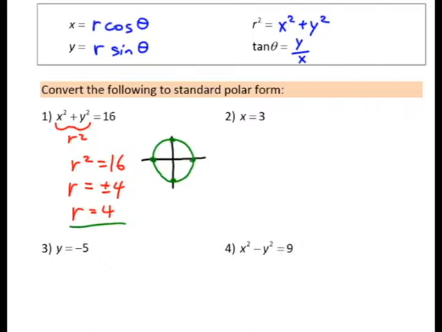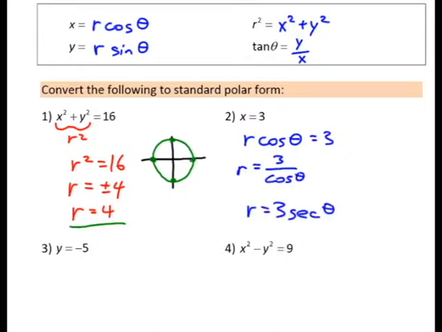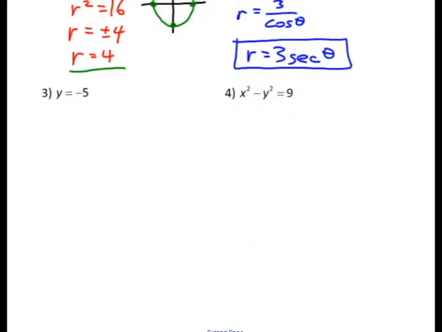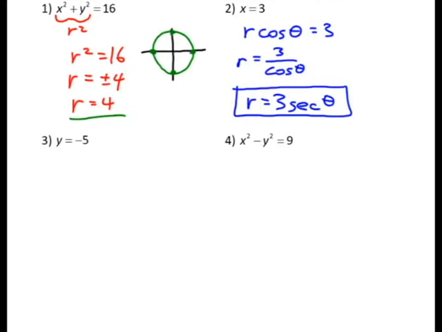To convert a line, we simply convert x to r cosine theta, then solve for r. The majority of the time, we're going to have equations that are solved for r as functions of theta. The only variables allowed are r and theta. Let's look at a vertical line.